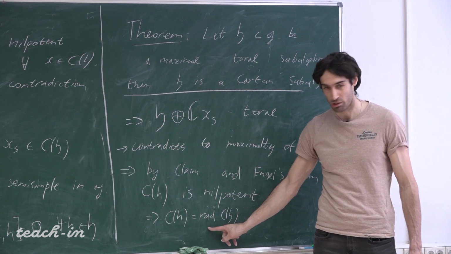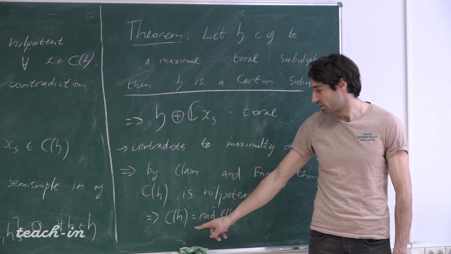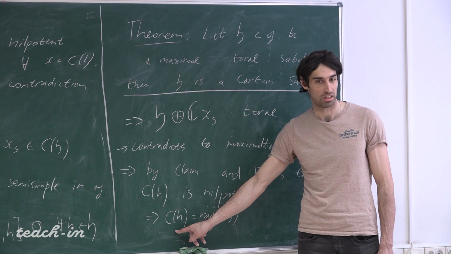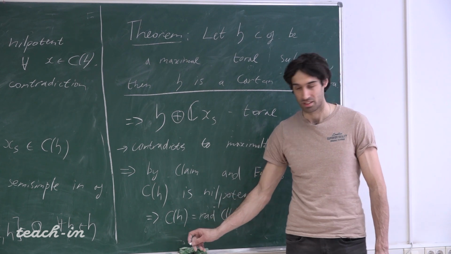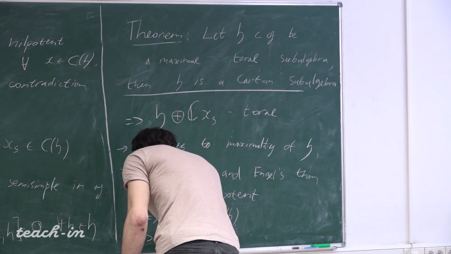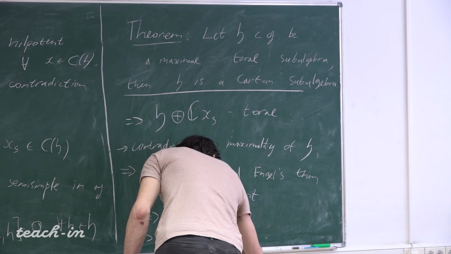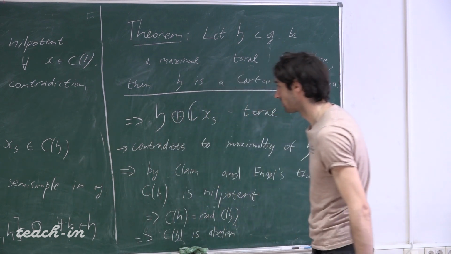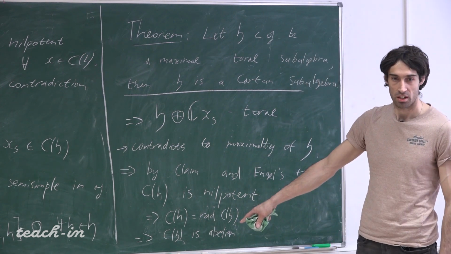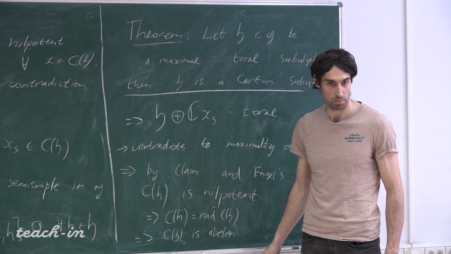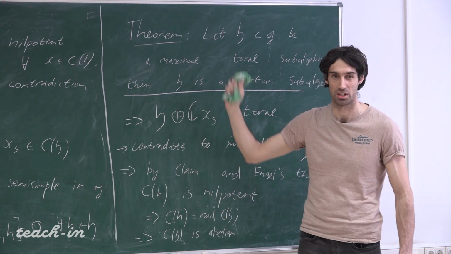Reductive means that the radical coincides with the center. And this means that C of H coincides with its center. Therefore, it is abelian. So C of H is abelian. The only thing left to prove is that every element of C of H is semisimple. Then C of H will be toral, therefore it will coincide with H, because H is maximal.